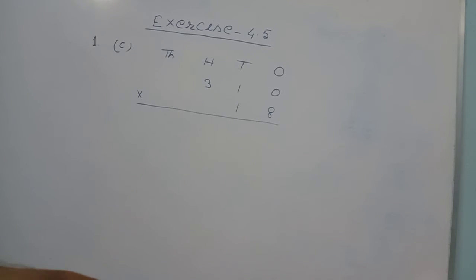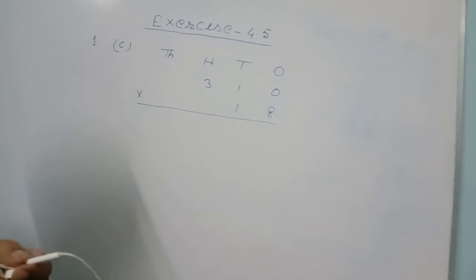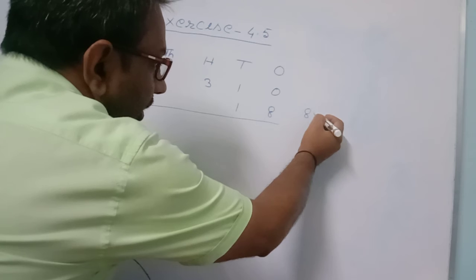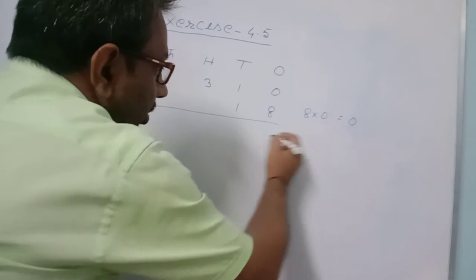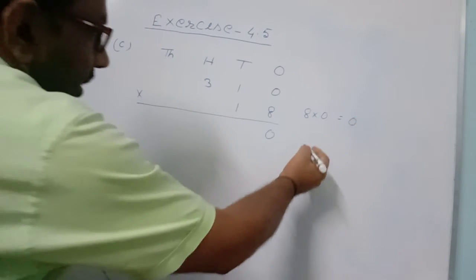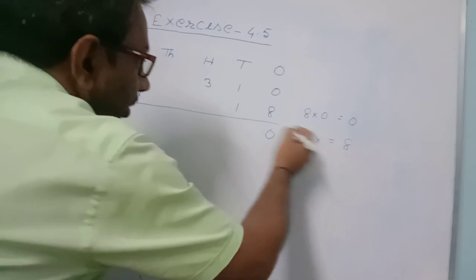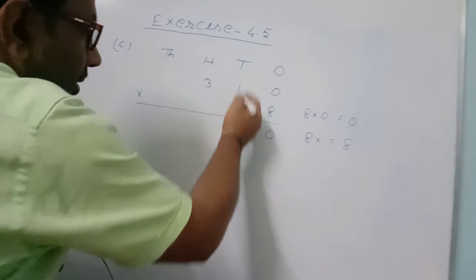In question number 1c, you are asked to multiply 310 by 18. So at first we will multiply this 8 and 0. 8 into 0 equal to 0. Here 0 will be written. Then we will multiply 8 and 1. 8 into 1 equal to 8. Here 8 will be written below tens place.